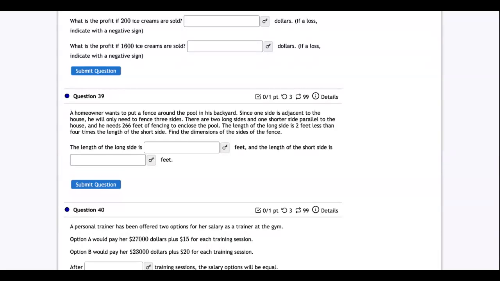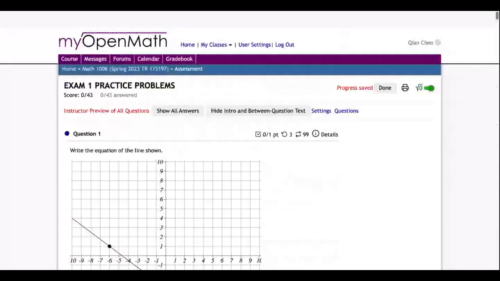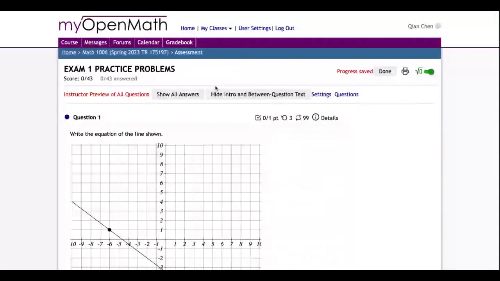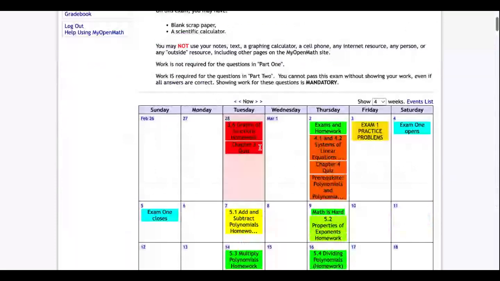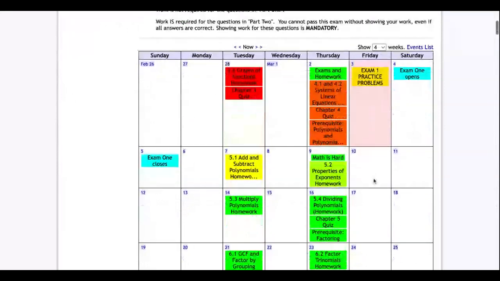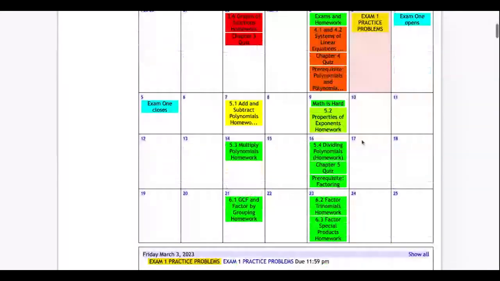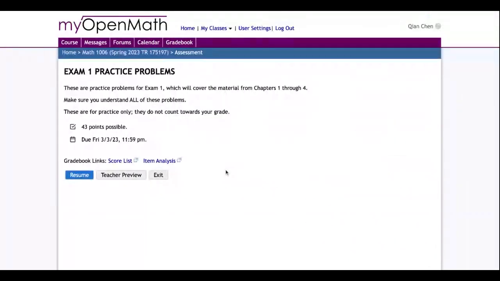Oh, you don't know how to open it? That means you haven't started yet. Okay, let's start from the beginning. First you find your course, right? You see this calendar here? Exam 1 practice problems. You click on it. You click on this, then it pops up right under the calendar. You click on here. Then you have student preview, I think.